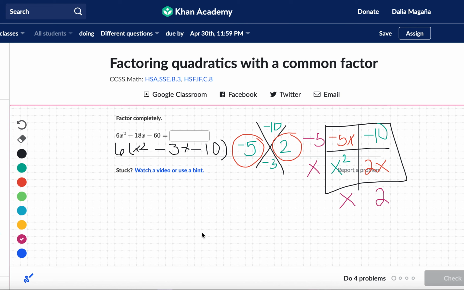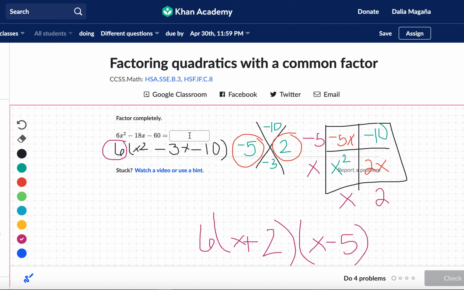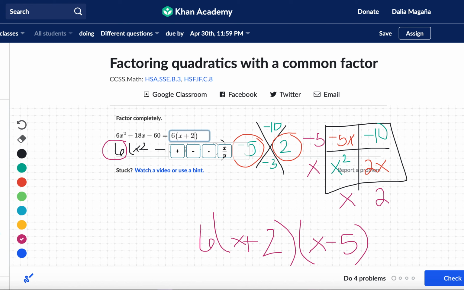That means that my factors are 6, don't forget the 6, x plus 2, and x minus 5. So now that's what I'm going to write here: 6 times x plus 2 and x minus 5.